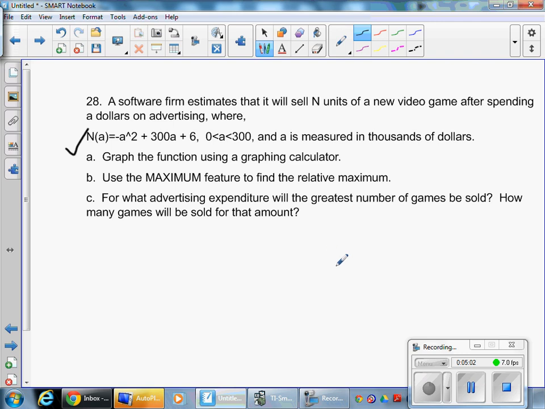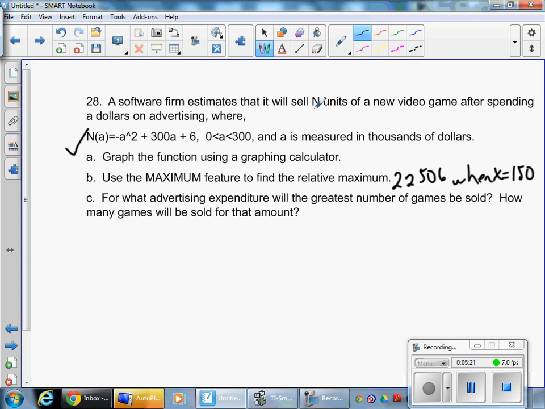Find the relative maximum. The relative maximum is 22,506. It's the y value, remember? And that's when x is 150. For what advertising expenditure will the greatest number of games be sold? And how many games will be sold for that amount?